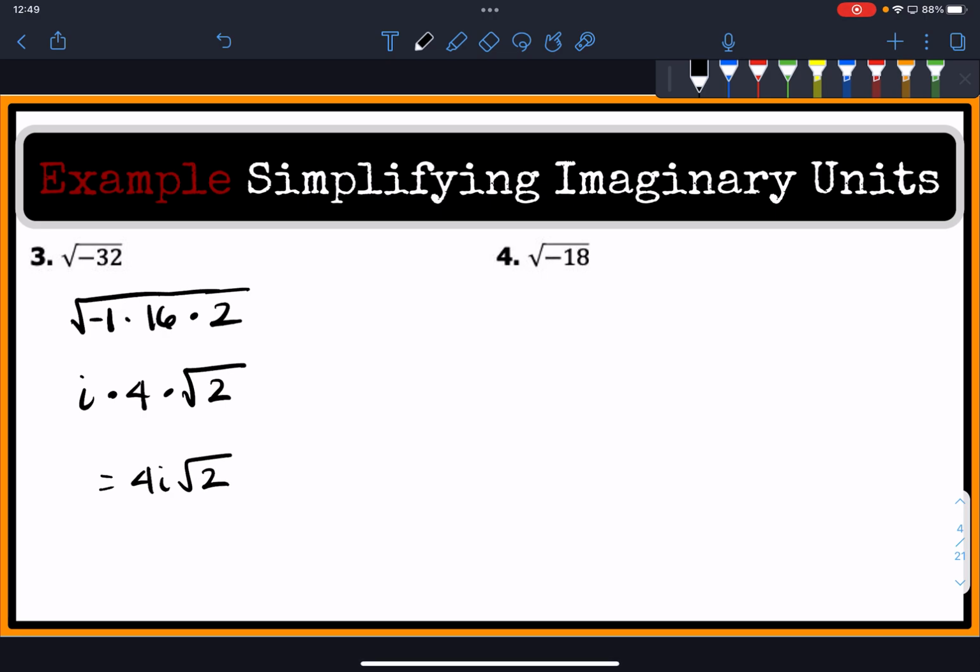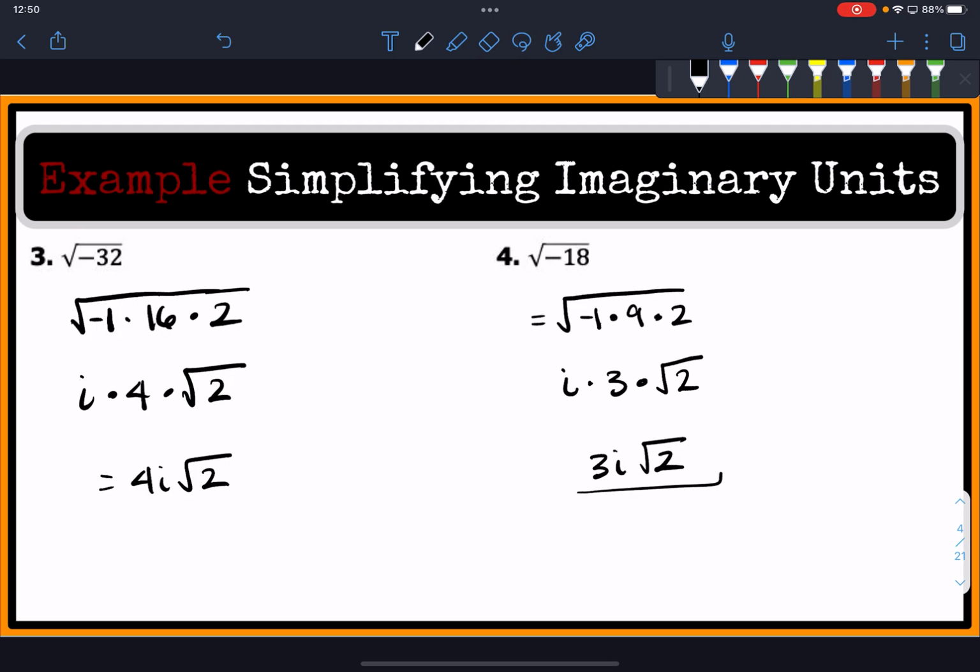And we could do the same thing again with the square root of -18. Since 18 can be broken up into -1 times 9 times 2, and 9 happens to be the largest perfect square factor of 18, I do the same thing. The square root of the negative is going to be i, the square root of the 9 is going to be 3, and the 2 doesn't get simplified, so that stays inside the radical. So our answer is 3i times the square root of 2.